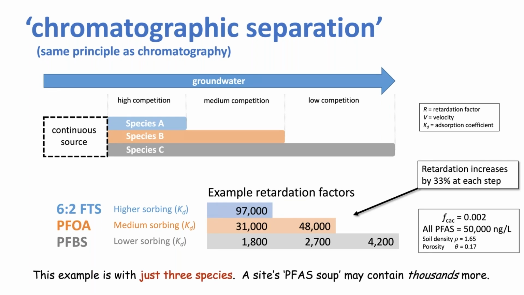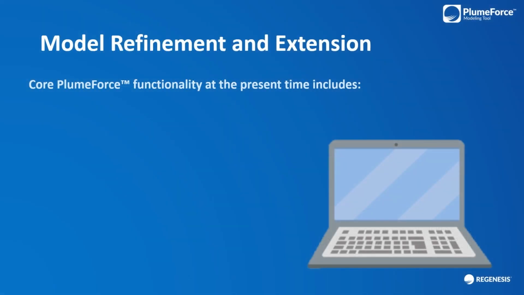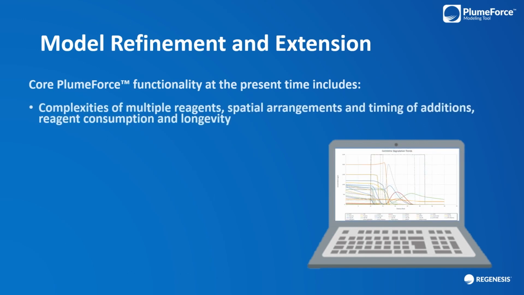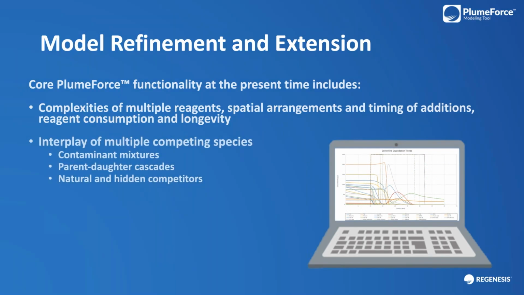Now, this is an example with just 3 species. A site's PFAS soup may contain thousands more than this, so the principle gets extended. The core PlumeForce functionality at the present time therefore includes the complexities of multiple reagents that we can add, different spatial arrangements and timing of the reagent additions, reagent consumption and longevity, but also the interplay of multiple competing species, whether they're the initial mixtures, whether they're parent-daughter cascades, or indeed the natural and hidden competitors, maybe not just the contaminant species that we're looking at, but the other stuff that may be in the mix as well.